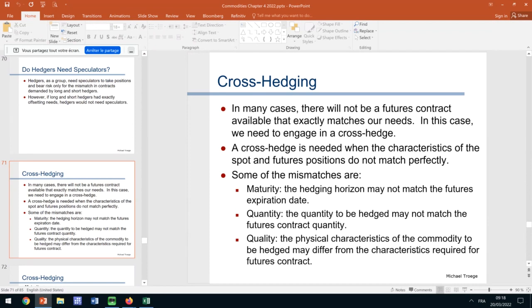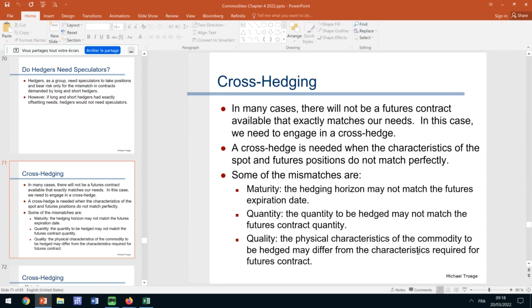So cross hedging is the strategy of hedging your risk with a futures contract that is not exactly about the exact same commodity, but a very closely related commodity, and for which the price normally evolves in parallel with the price of your commodity. So that's cross hedging.